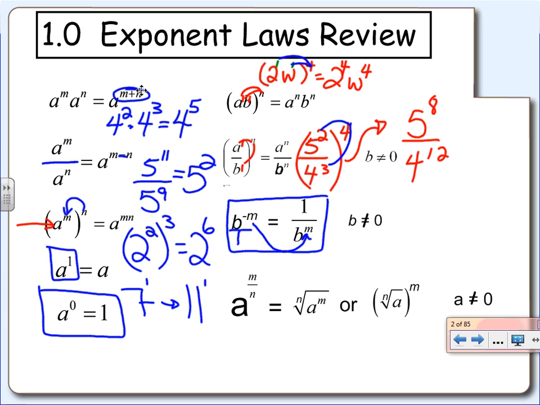Okay? Now note, this could also work like this. If I've got, let's say, in brackets, 5 to the negative 4 over 6 to the negative 3.